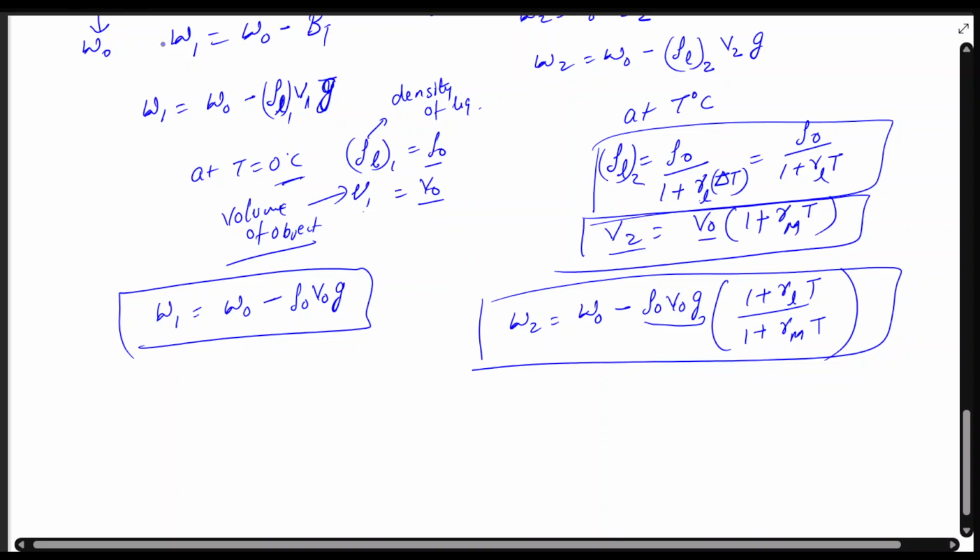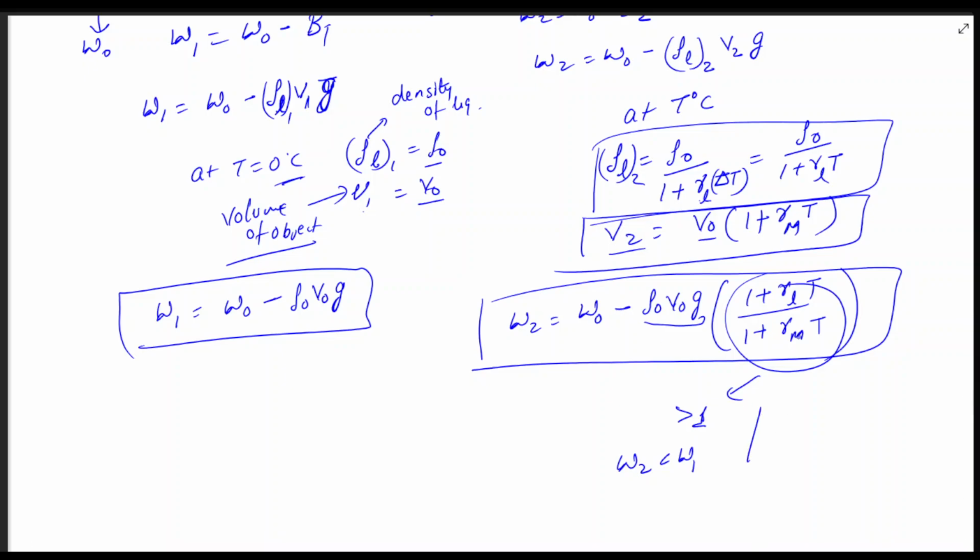So let's just compare. If this value is greater than 1, then W2 will be less than W1, because it is being subtracted from W naught. And if this value is less than 1, then W2 will be greater than W1.